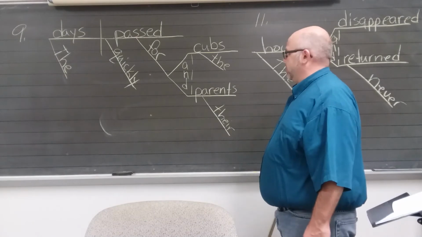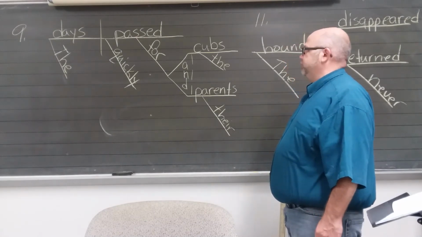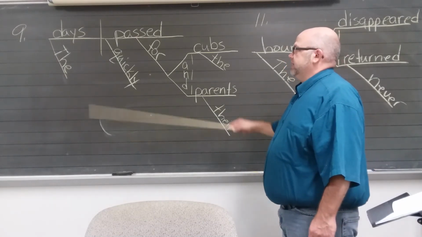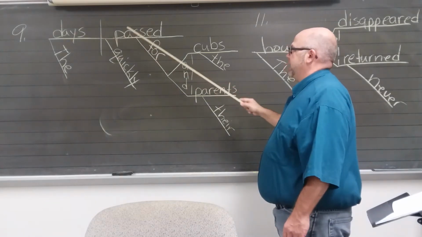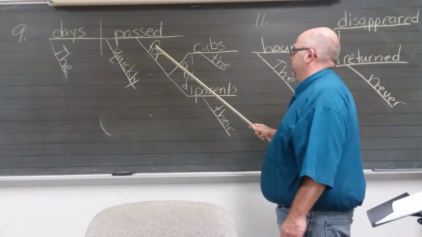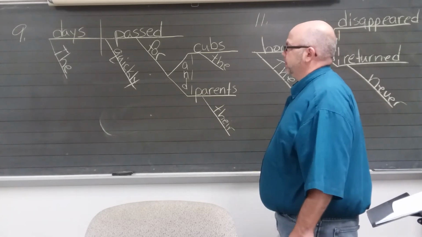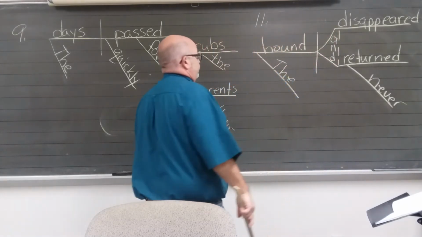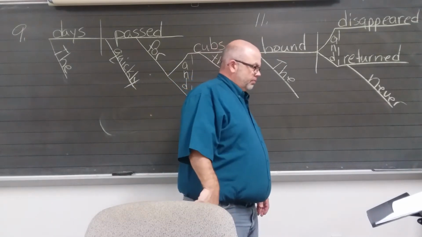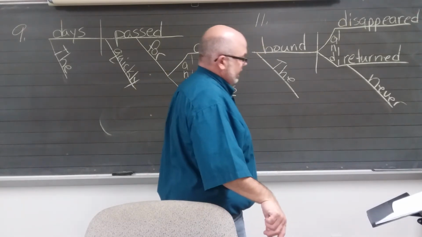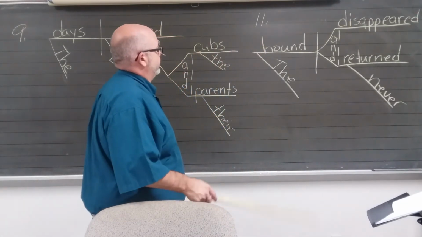All right, so that is number 9. That is what number 9 should look like. The days passed, or quickly passed, for the cubs and their parents. Number 10. The hound disappeared and never returned.